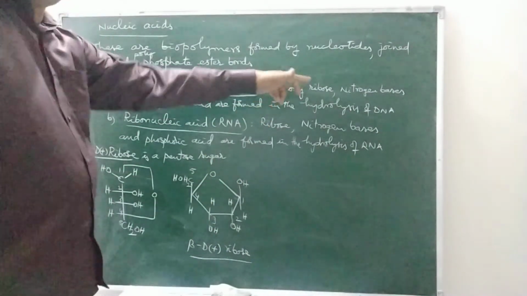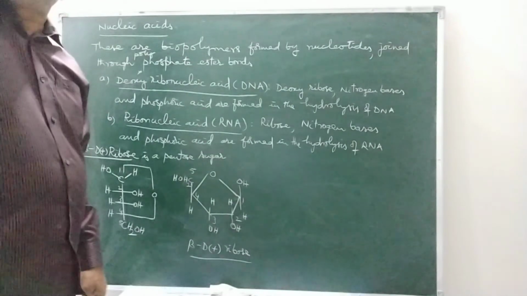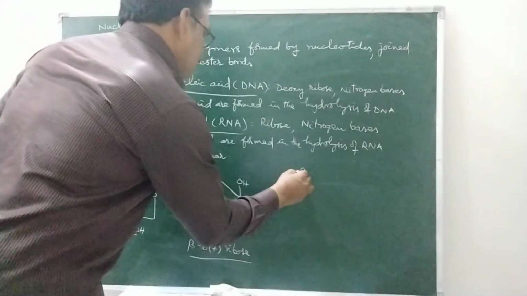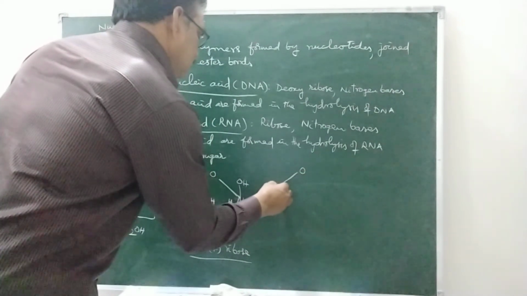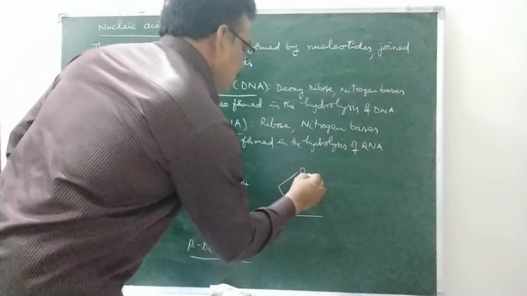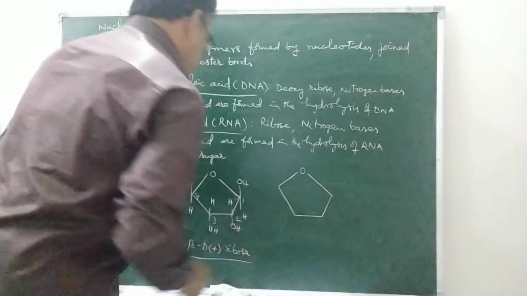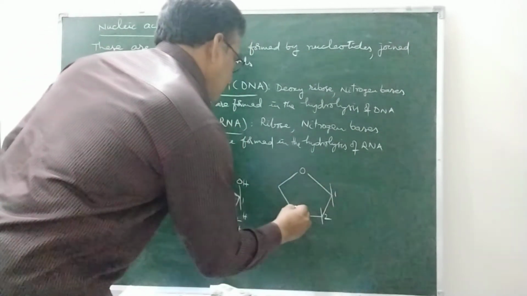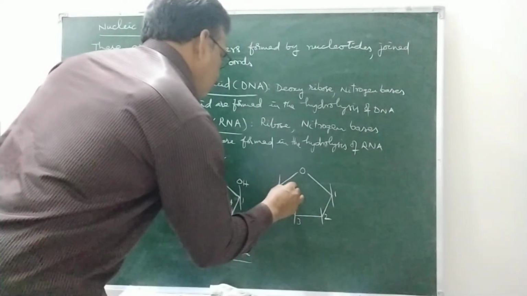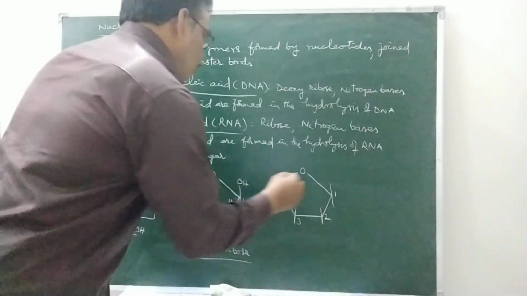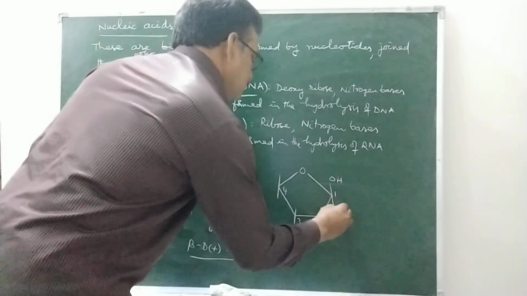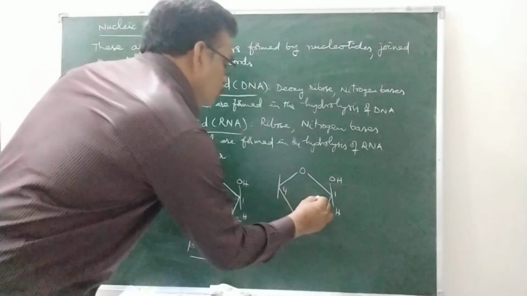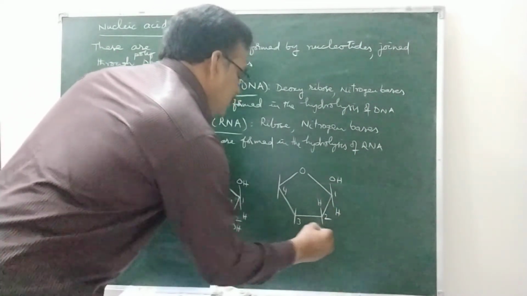In DNA, deoxyribose is present. What is its Haworth structure? The Haworth structure of deoxyribose can be written like this. This is the first carbon, second carbon, third carbon, fourth carbon and fifth carbon. OH, H. Here from this OH group, oxygen is removed, so only hydrogen will be present.